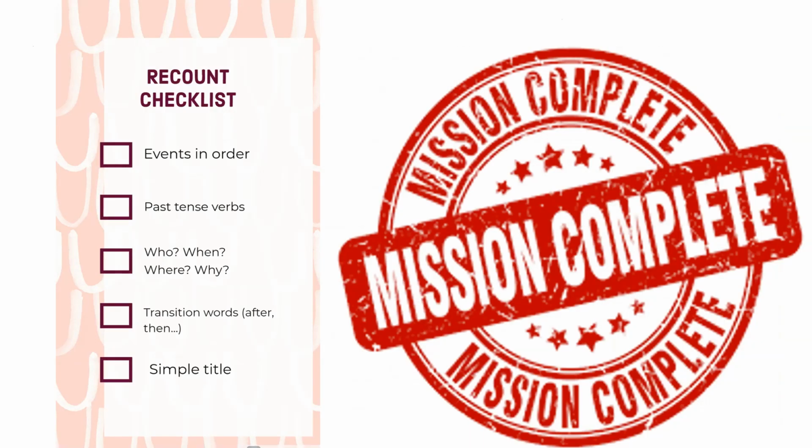So, what have we learned? A recount is a retelling of what happened. It places the events in order, it uses past tense verbs. It always answers the questions who, when, where, and why. It must always have a simple title, and a good recount will have transition words, which are references to time: after, then, later.